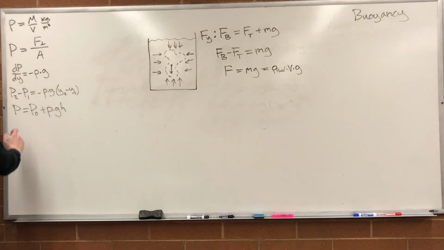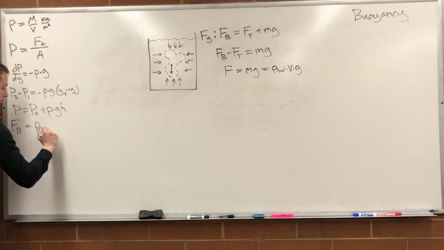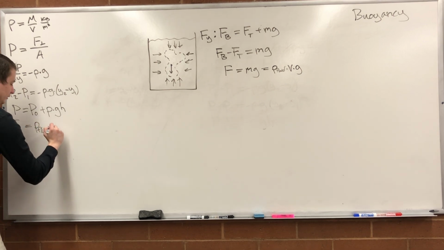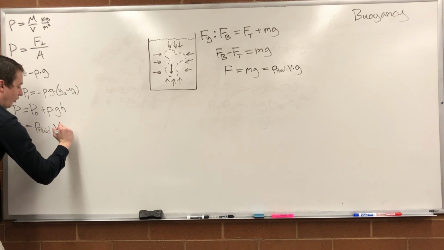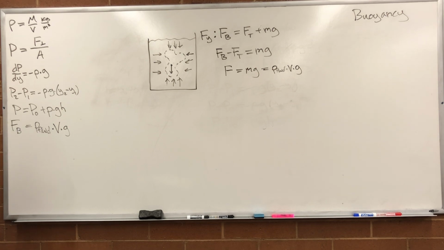Anyways, so the force of buoyancy is equal to the density of the fluid times the volume being displaced times g. This is an equation in the book, but it might just be a useful one to have. So notice what that means.